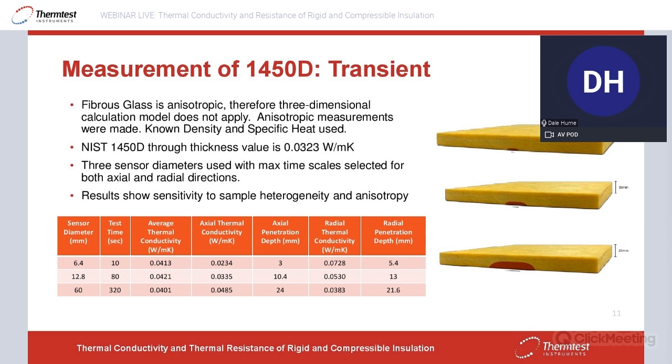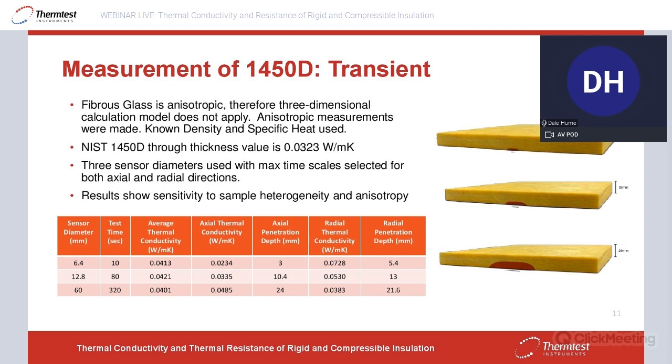It's true it will give you an average number. It'll give you an average number weighted somewhere between the in-plane value and the through thickness value. Is that weighted average value accurate? It's hard to say, and it's hard to verify that. So the NIST expected value that is reported for this is 0.0323 watts per meter Kelvin.